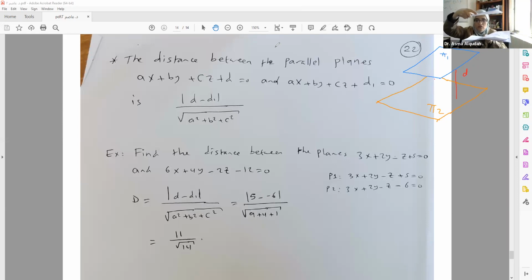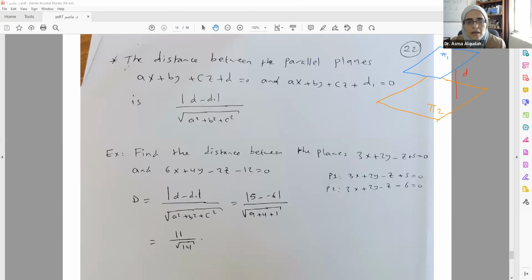If the two planes are not parallel to each other, then at some point the two planes will intersect each other. One plane will cut the other, and the distance between them will be 0. So the only case we find the distance between the planes is when the two planes are parallel. Now, when the two planes are parallel, their normal vectors should be the same. So the only difference between the equations of the two planes is in the constant term.